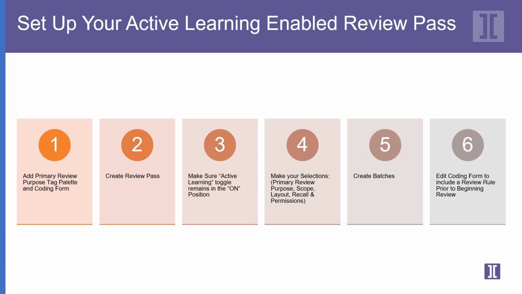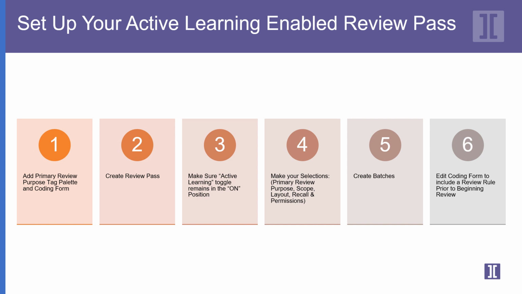Before creating your active learning enabled review pass, be sure to create your primary review purpose tag palette and coding form. Remember that the primary tag can only be used for this specific review pass. Once that's done, it's time to create your active learning enabled review pass. To do so, make sure that the active learning toggle is in the on position.